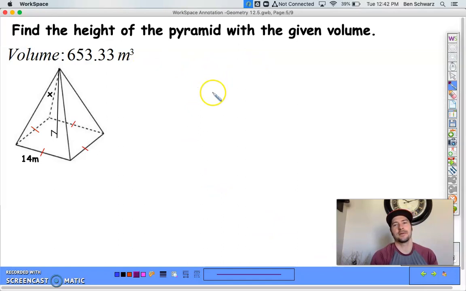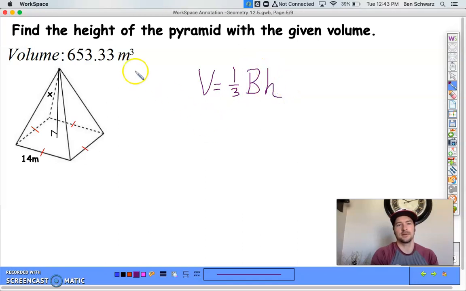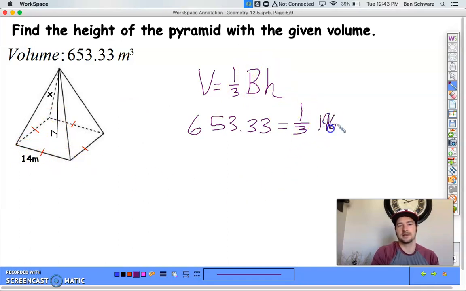Okay, find the height of the pyramid with the given volume. So again, volume equals 1/3 base times height. So volume is given, 653.33, going to equal 1/3. Okay, area of the base, 14 by 14. So that would be 196. And then height, we don't know, is x.